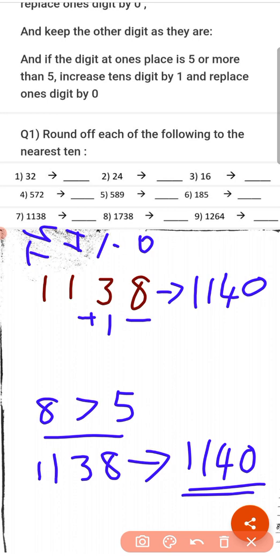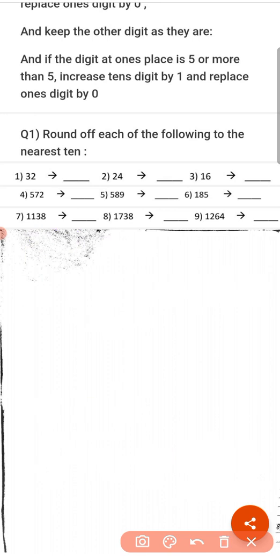Then add 1 to the digit at the tens place. The digit at the tens place is 3. 3 plus 1 is 4. Then write the remaining digits. That is digit at the hundreds place and digit at the thousands place. So 1, 1. So 1140. Clear?